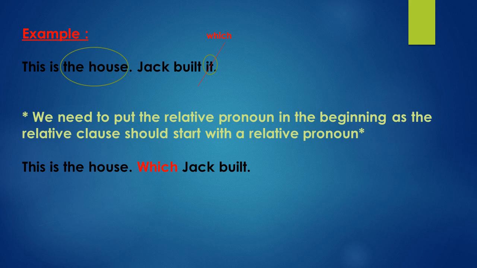But here is a mistake, guys, and we need to correct it. Of course, guys, the mistake here is the full stop. We need to cross the full stop and write the sentence again. And here is our right sentence. This is the house which Jack built.